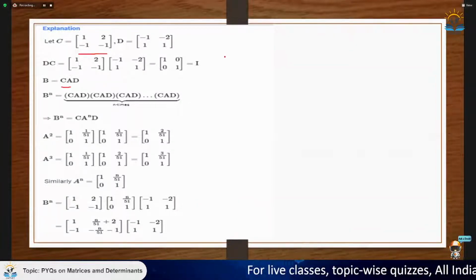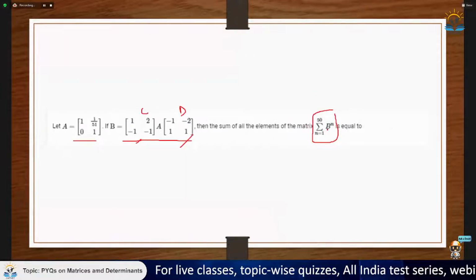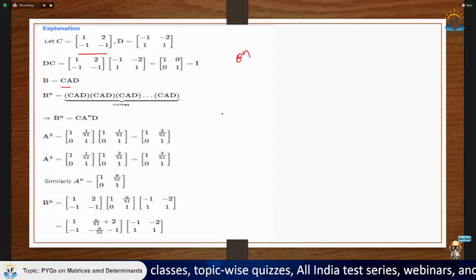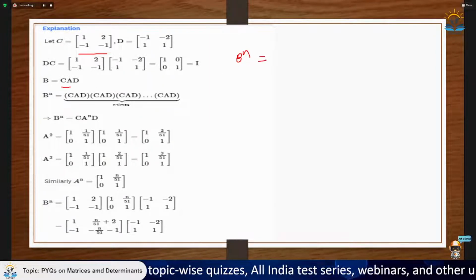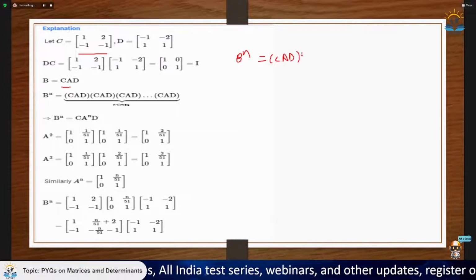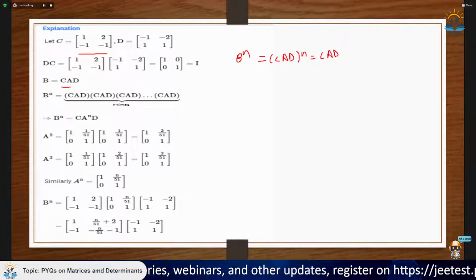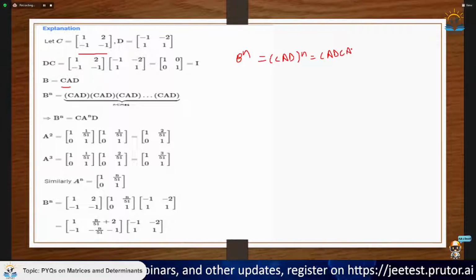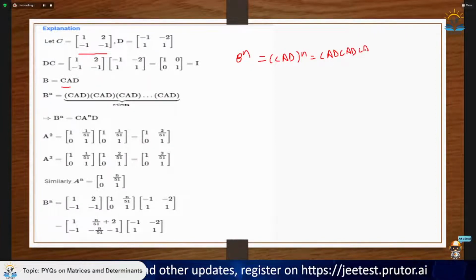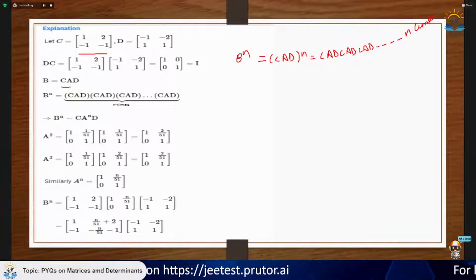Okay. And we need the B power n matrix, because it is said here that I need the elements of B power n. So B power n is equal to CAD power n, and CAD power n is nothing but CAD n times. So you will write it consecutively: CAD, then again CAD, then again CAD. Like this I will write it n times. Write it for n times.